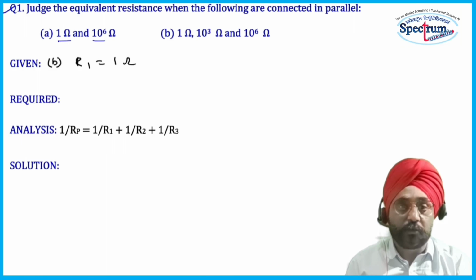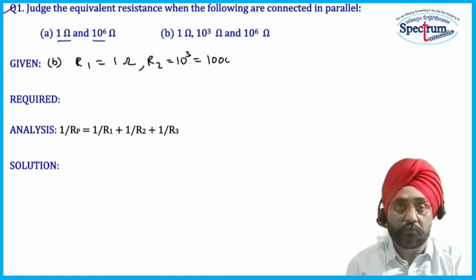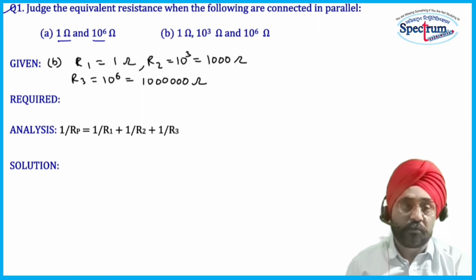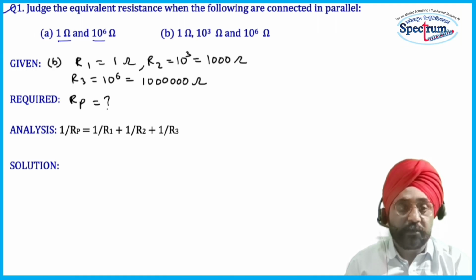R1 is equal to 1 ohm. R2 is equal to 10 raised to the power 3 ohm, which is equal to 1000 ohm. R3 is equal to 10 raised to the power 6 ohm. Required: we need to find Rp. Analysis: using the formula for equivalent resistance in parallel connection, 1 over Rp is equal to 1 over R1 plus 1 over R2 plus 1 over R3.